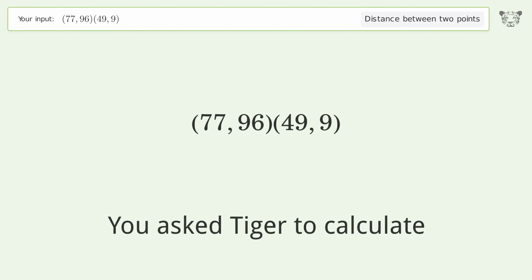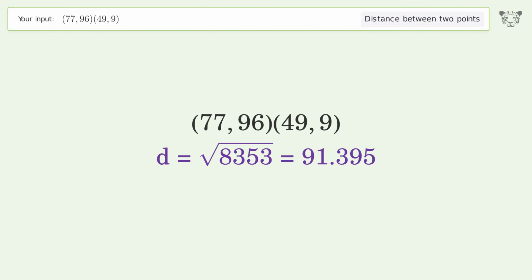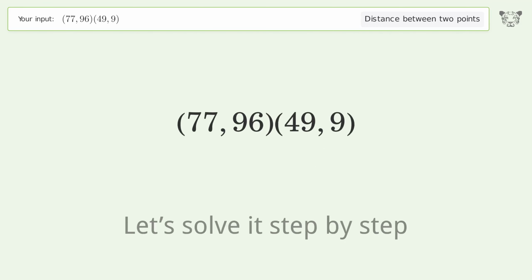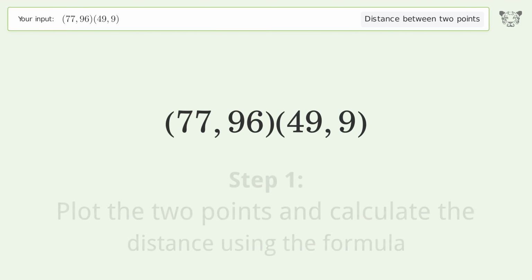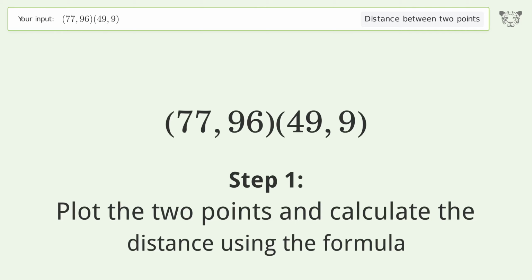You ask Tiger to calculate. This deals with the distance between 2 points. The distance between the 2 points is the square root of 8,353 or 91.395. Let's solve it step by step. Plot the 2 points and calculate the distance using the formula.